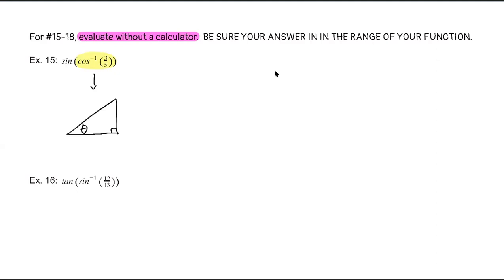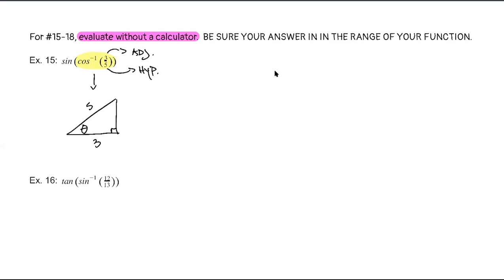All right, so let's write that out. Because we have inverse cosine, the top number is the adjacent, the bottom number is our hypotenuse. So guess what I'm gonna do on my right triangle? I'm gonna label the adjacent side as 3 and the hypotenuse as 5.